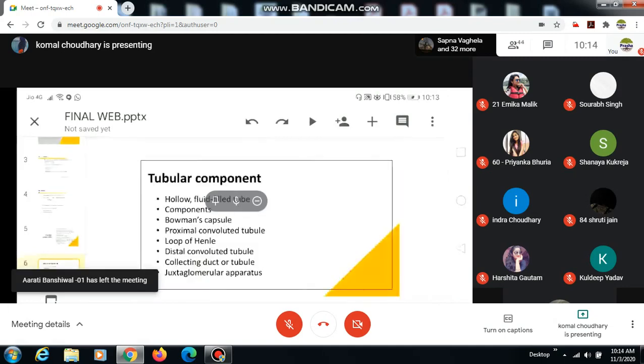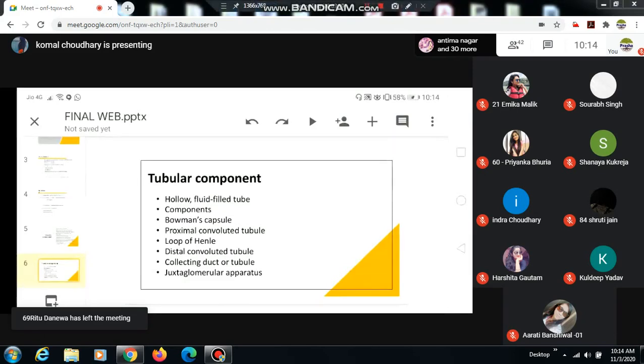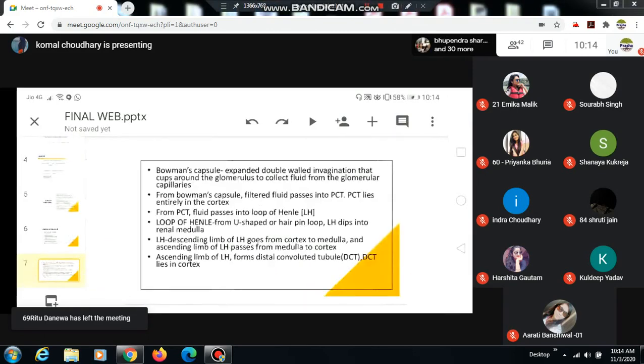Tubular component. It is a hollow, fluid-filled tube-like component. Its components are Bowman's capsule, proximal convoluted tubule, distal convoluted tubule, loop of Henle, collecting duct, and juxtaglomerular apparatus. Bowman's capsule is an extended double-walled invagination that cups around the glomerulus to collect fluid from the glomerular capillaries. From Bowman's capsule, the filtered fluid passes into the PCT. PCT lies in the cortex.